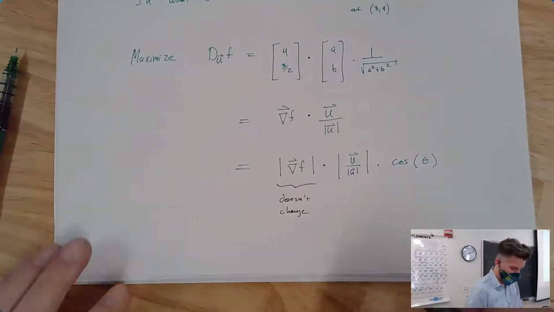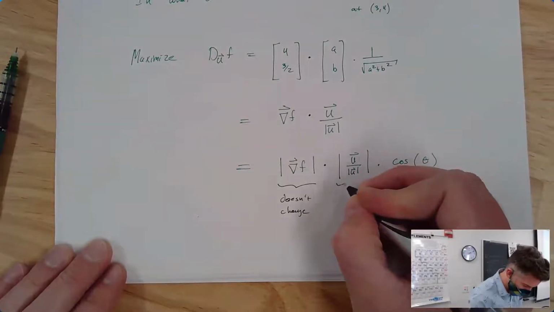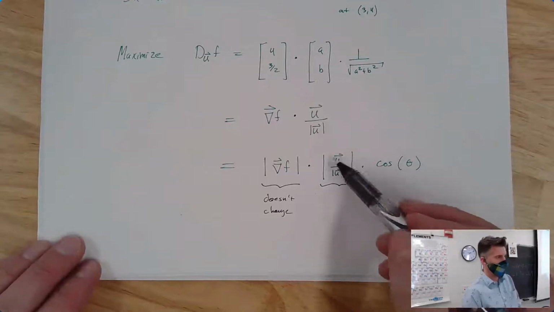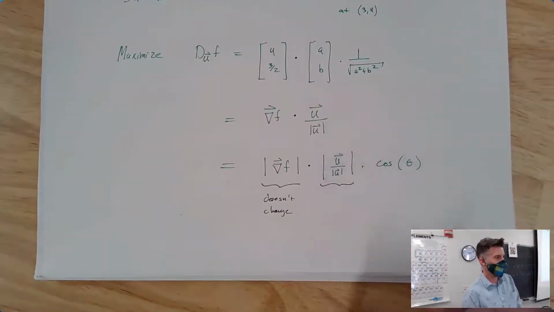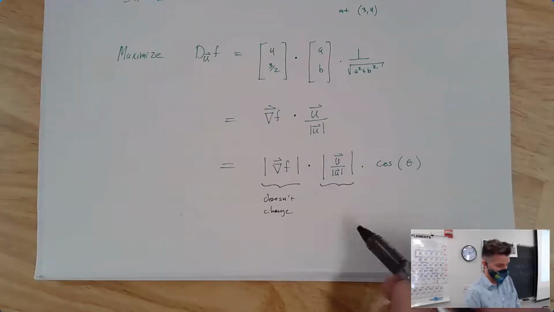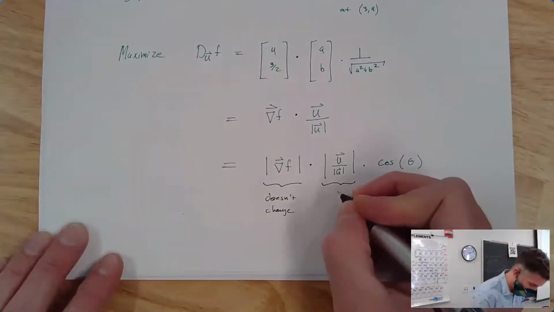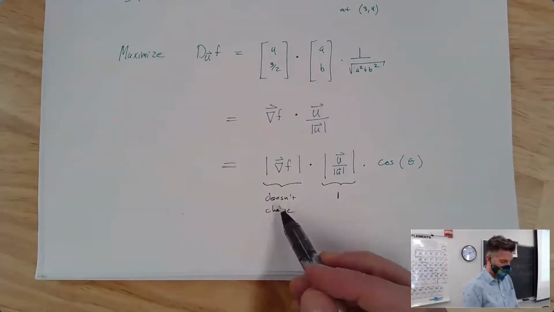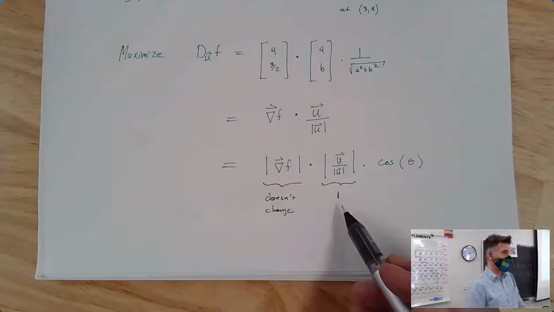Well, let me ask everybody. Everybody should be able to tell me the answer to this question. What's the magnitude of this vector that's already divided by its own magnitude? 1, right? It's a unit vector. Its magnitude is 1. So this doesn't change. This is always 1 because it's always a unit vector.